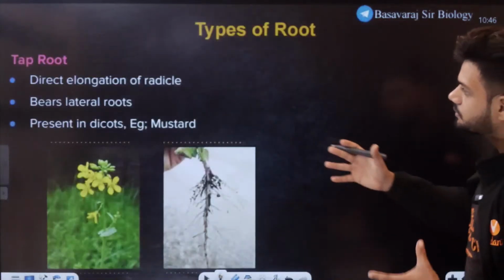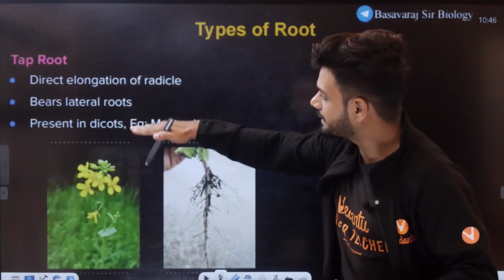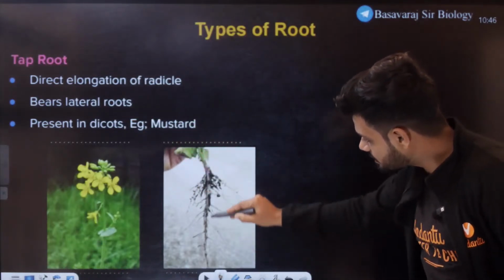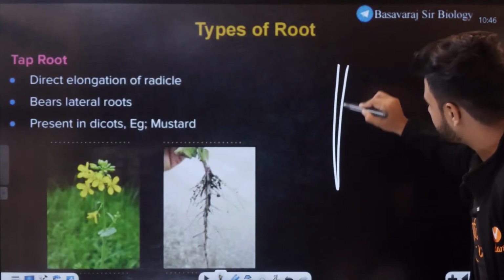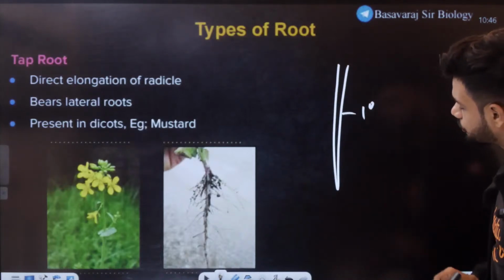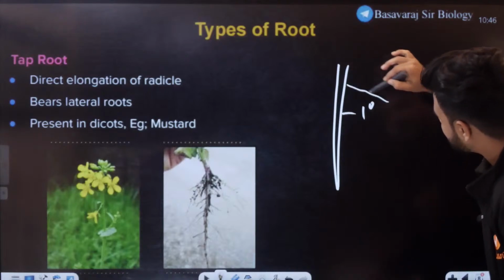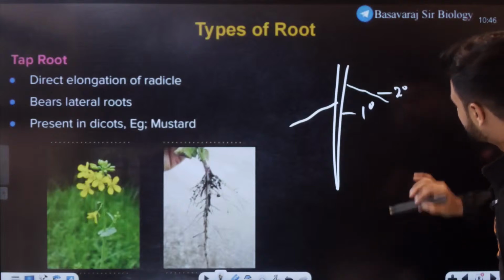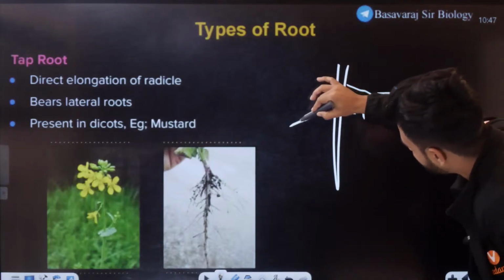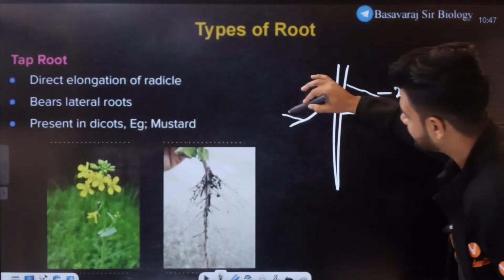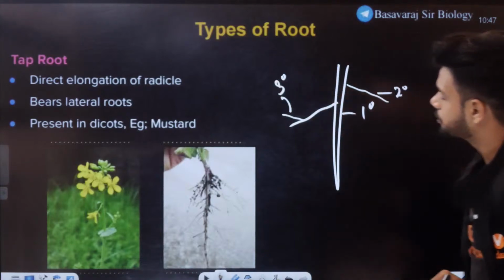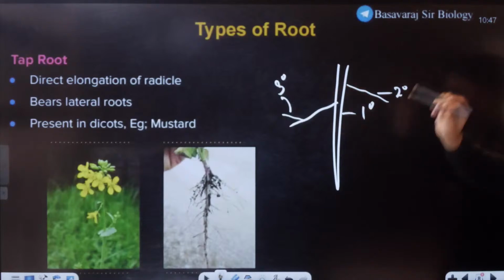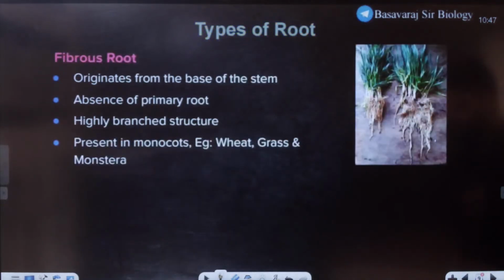Now, taproot is mainly found in the case of dicots. Here we can see this long elongated root is called the primary root. From here we can see some lateral roots arising. They are the secondary roots. Now from these lateral roots, one more branching can happen, that is called a tertiary root. So primary, secondary, tertiary. If the concept is clear, fire emoji in the chat, all of you, quickly.